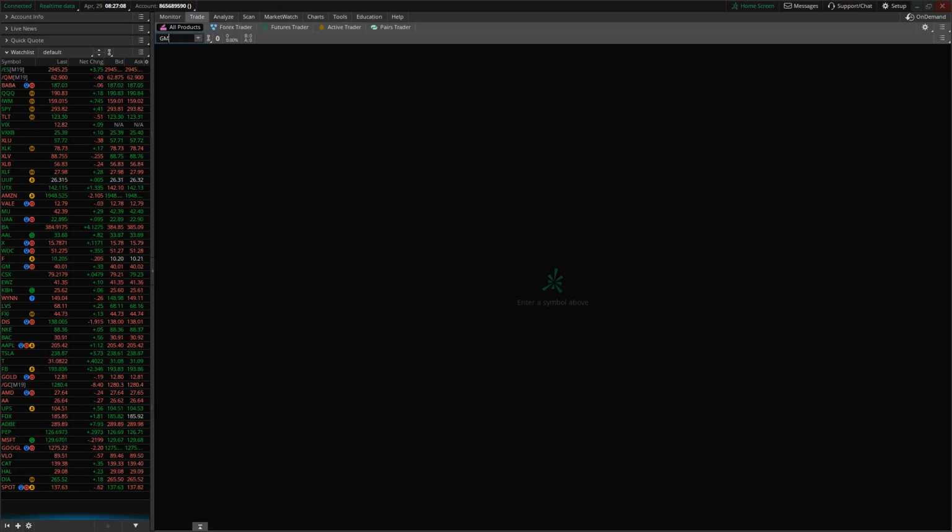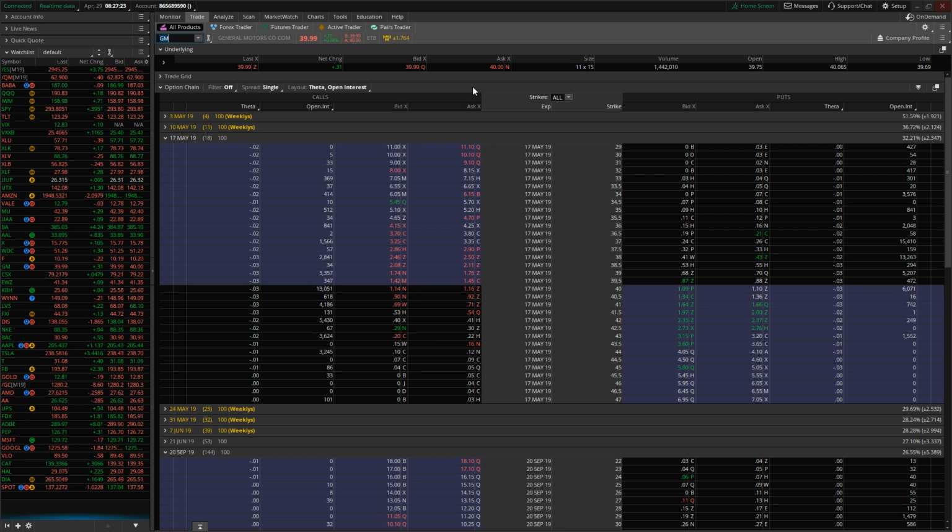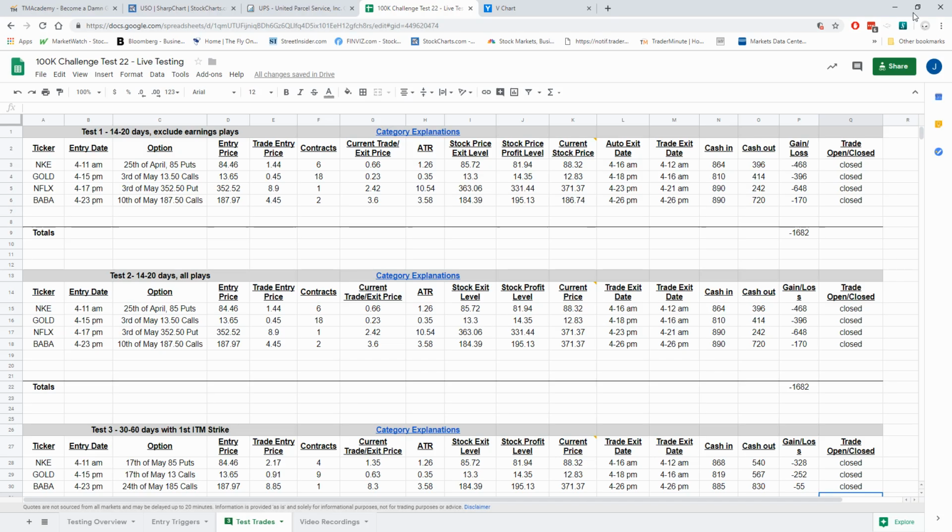So let's go with GM. And here we'll have our 14 to 20 day basket. So we can go with our regular May monthlies, and we'll go with the 40 strike. And they're going for $1.14, $1.15 right here. Stock is at 40, option $1.15 here with it. And we'll exclude the earnings plays.